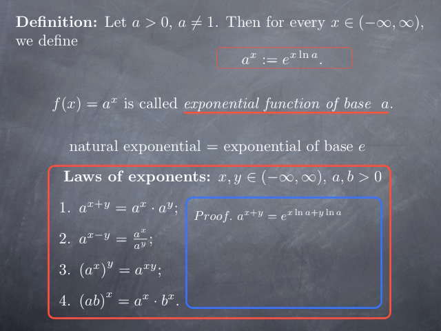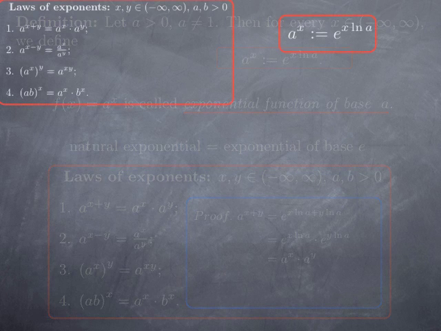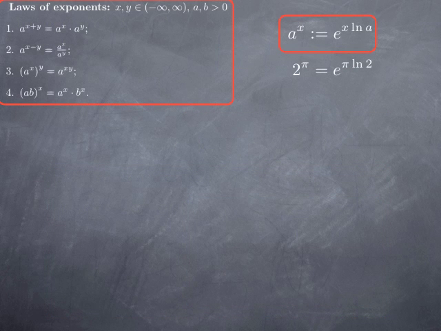And we know that for the natural exponential the exponential of a sum is the product of the exponentials. So we get e to the x ln of a multiplied by e to the y ln of a, but by definition the first term is a to the x, the second one is a to the y. And so that proves the first law, because we've already proved it for the natural exponential. The others follow pretty much the same way from the properties of the natural exponential. So the important thing to remember is really the definition of this exponential of base a. A to the x is by definition e to the x ln of a.